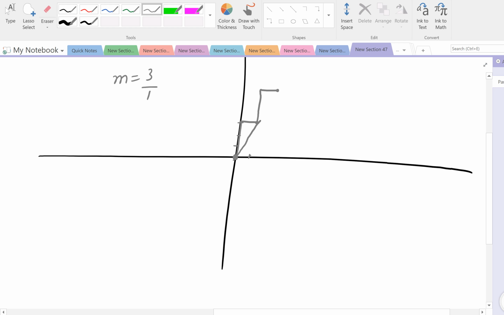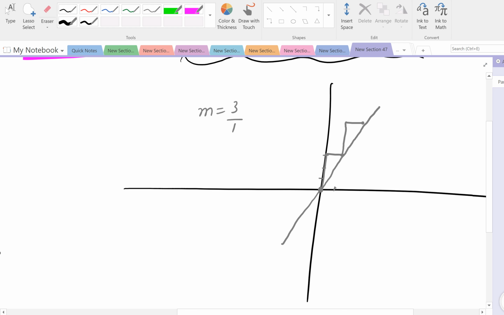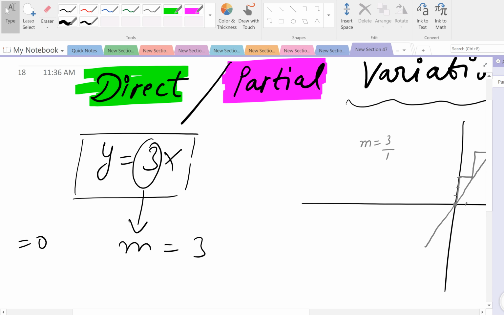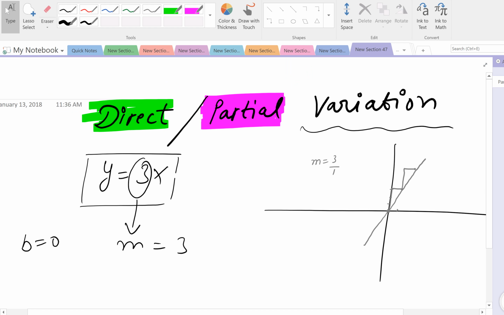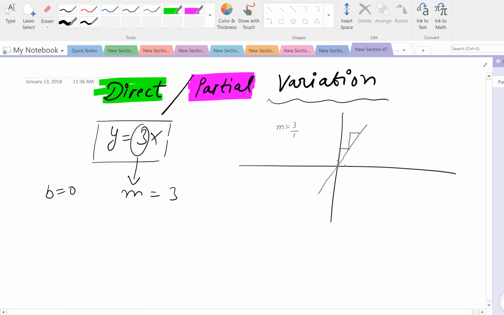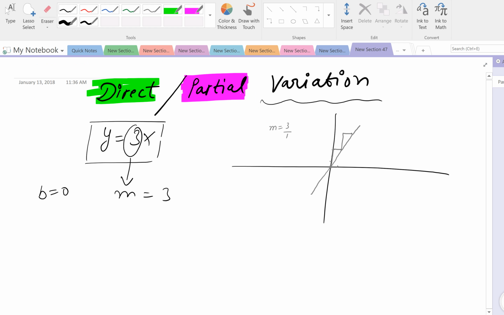Now, any line which has b equals 0 is known as a direct relation or direct variation. So this line is a direct variation. And how do you know which variation it is? Just by looking at the b part. If your b is 0, that means the relation is known as direct variation.